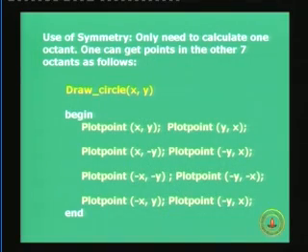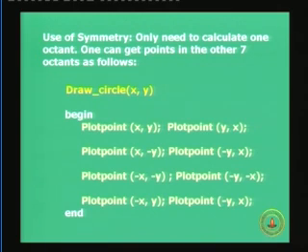As you can see, we have put a small piece of pseudocode for what we call draw circle at x comma y. This is not the circle drawing algorithm, but it says that I am using symmetry, and if I have already obtained a point x comma y using Bresenham's criteria for the second octant, then I can get points in the other octants using this set of plot point.